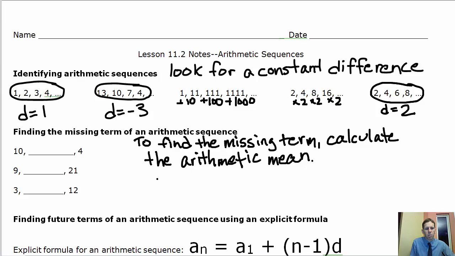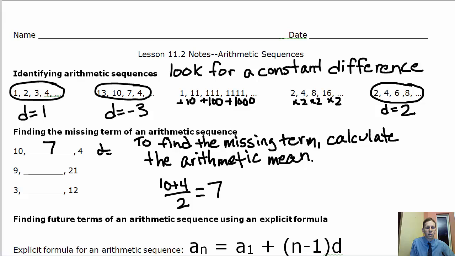So we're going to add these two numbers. 10 plus 4 is 14. Then we're going to divide that by 2. And 14 divided by 2 is equal to 7. That is the missing term, and it should make sense because what's the constant difference? Well, to get from 10 to 7, you subtract 3. To get from 7 to 4, you subtract 3. There's your constant difference. d is equal to -3.